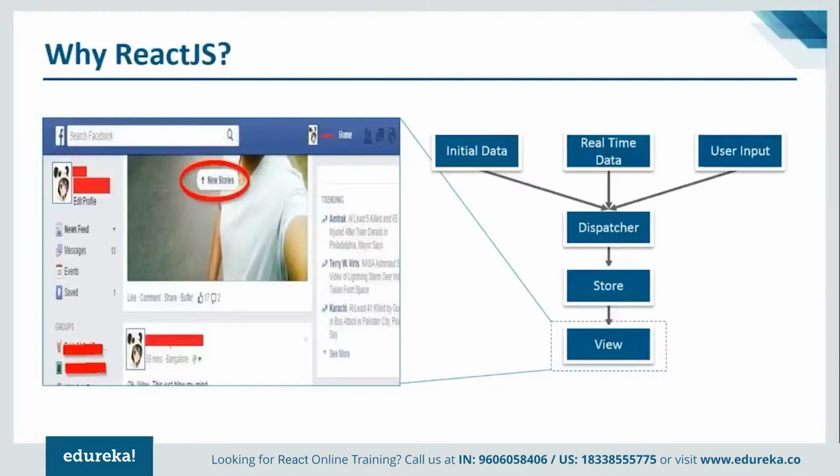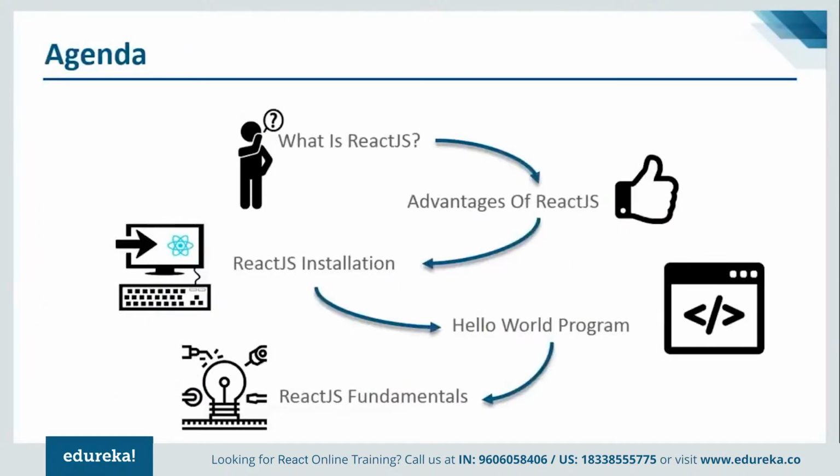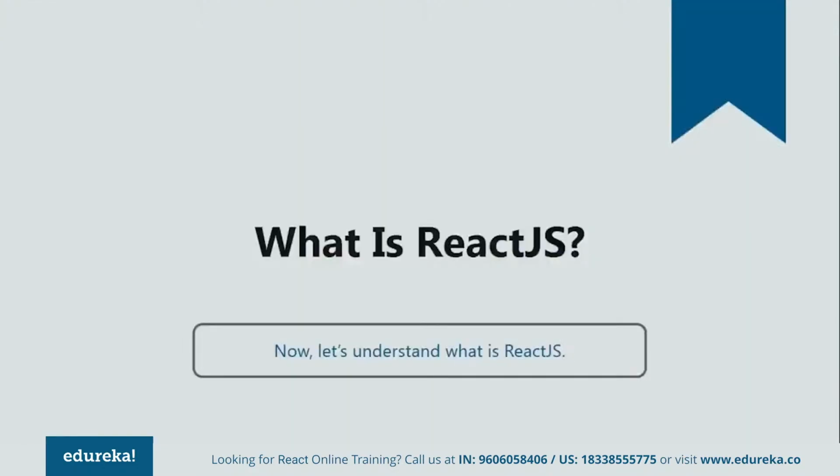So now that you have understood why we use React.js, let's proceed with our tutorial. Before we start off, let's take a quick look at today's agenda. Today, we'll first understand what exactly ReactJS is, and then find out some of its major advantages. Then I'll show you how to install ReactJS on your systems. Once we are done with the installation, we'll start coding with ReactJS by taking up a simple Hello World program. Then we'll jump onto the various fundamental concepts behind ReactJS. So without any delay, let's take up our very first topic, that is, what is ReactJS?